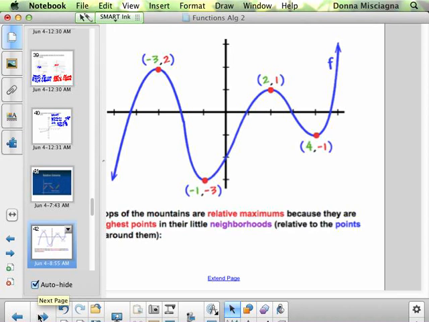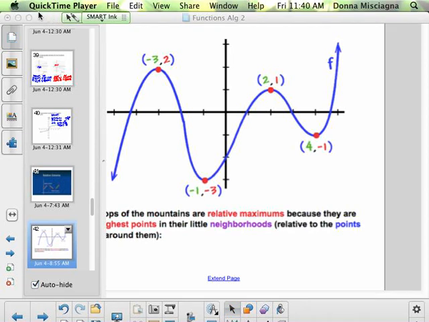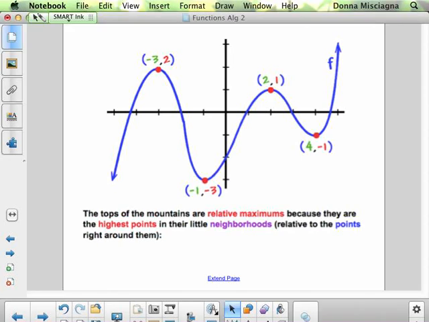All right, so here we have an example of a function that has some relative max and mins. The tops of the mountains are the relative maximums because they're the highest point in their little neighborhood. So if your row here was a neighborhood, one of you would be a relative maximum. Whoever's the tallest would be a relative maximum. Might be Olivia. It's not necessarily the largest overall or the highest overall, but the highest in a region.